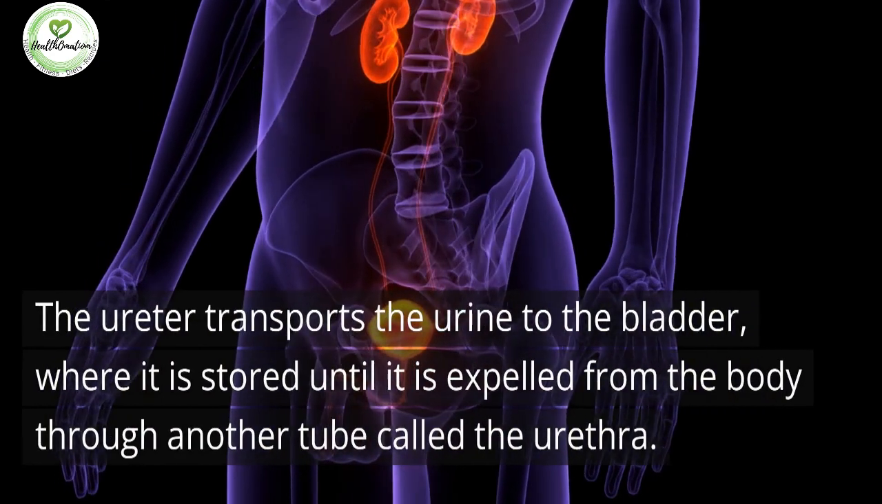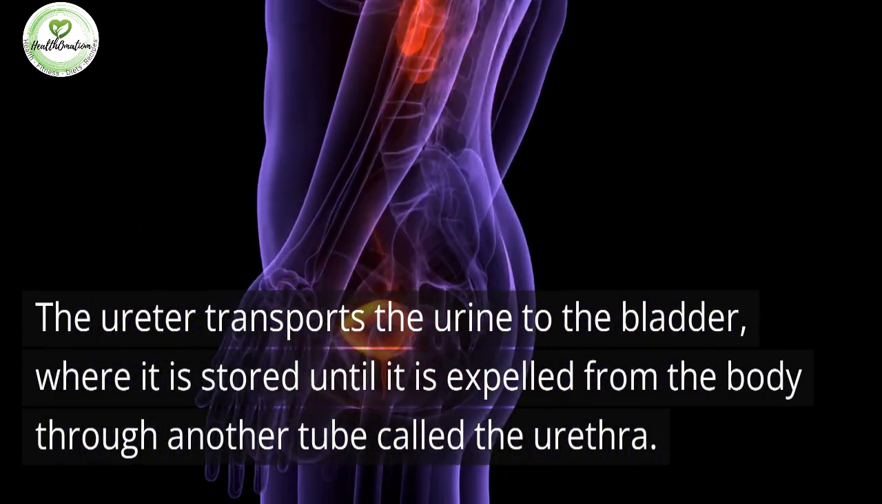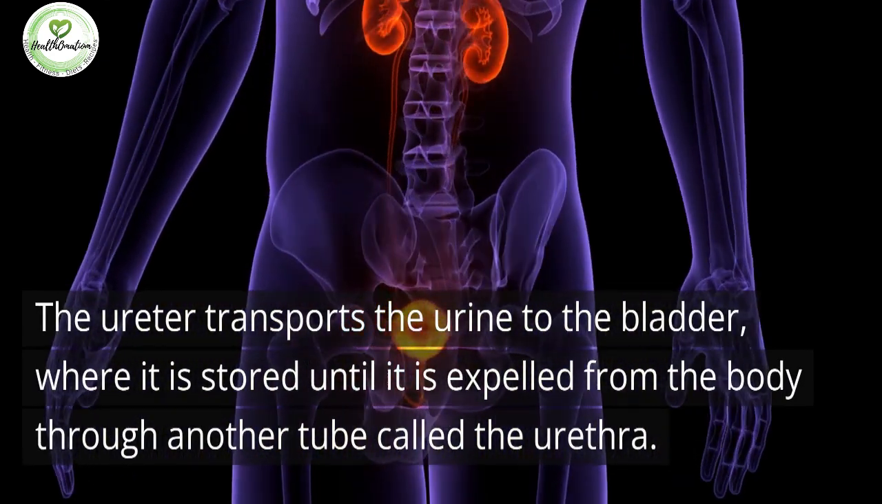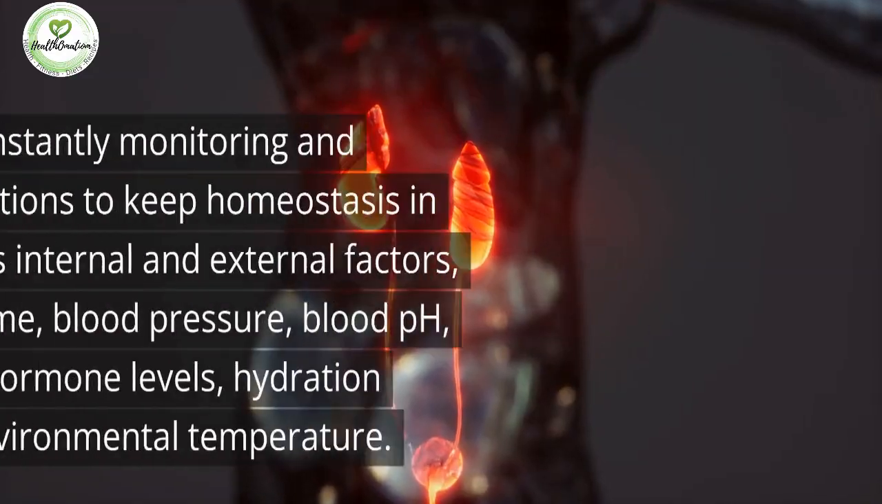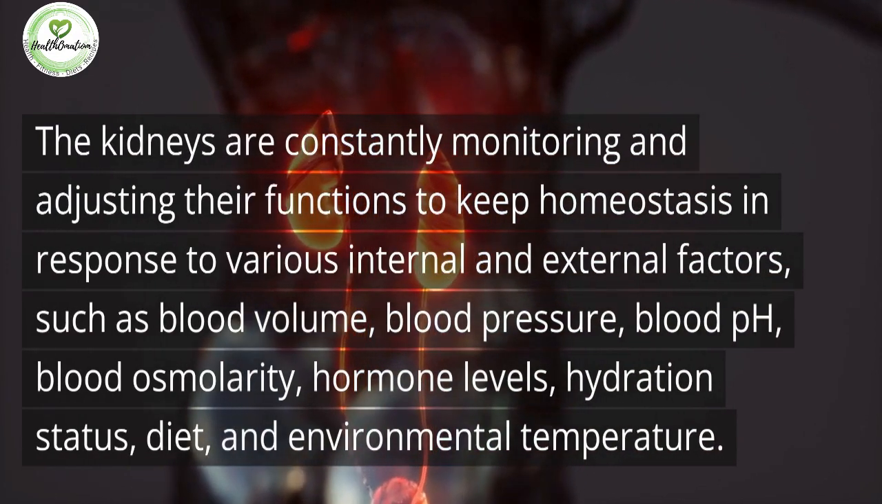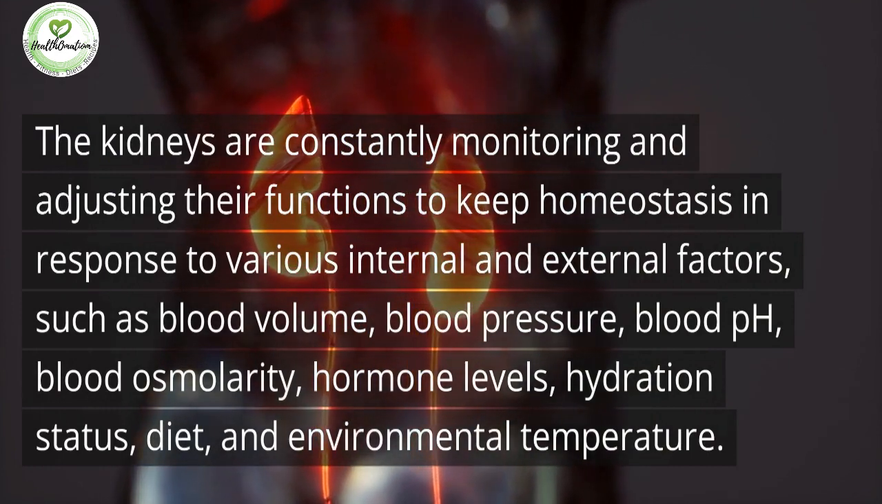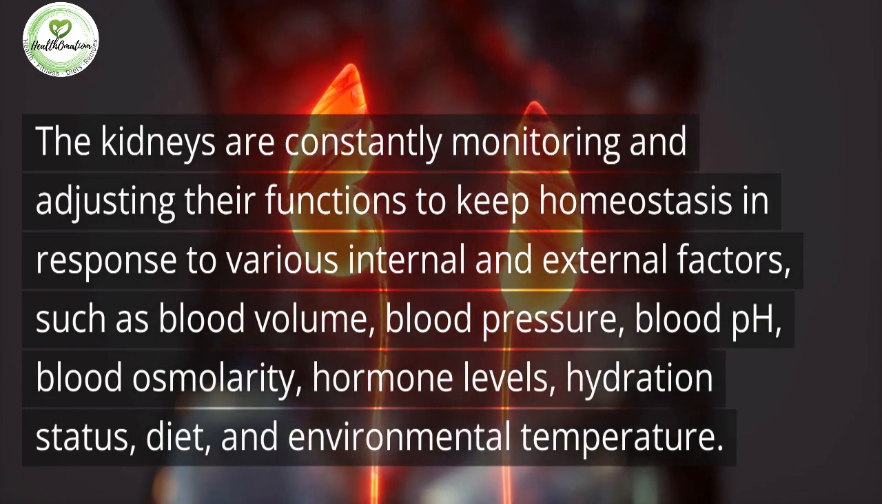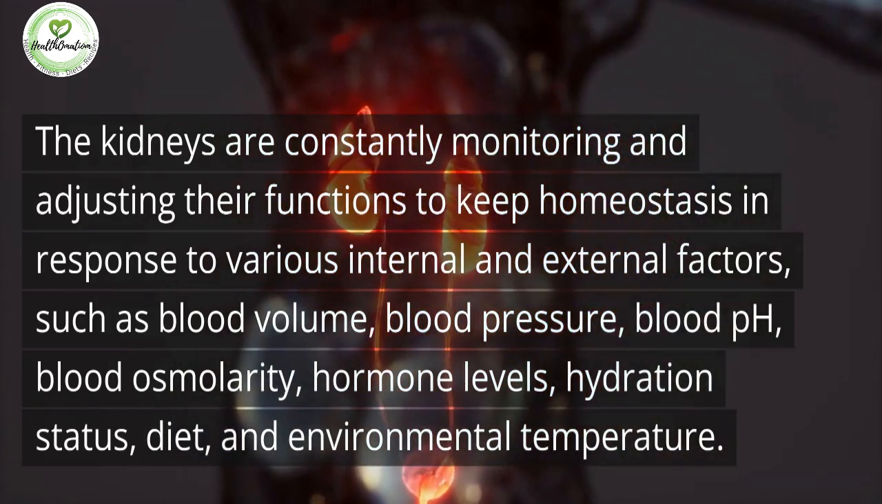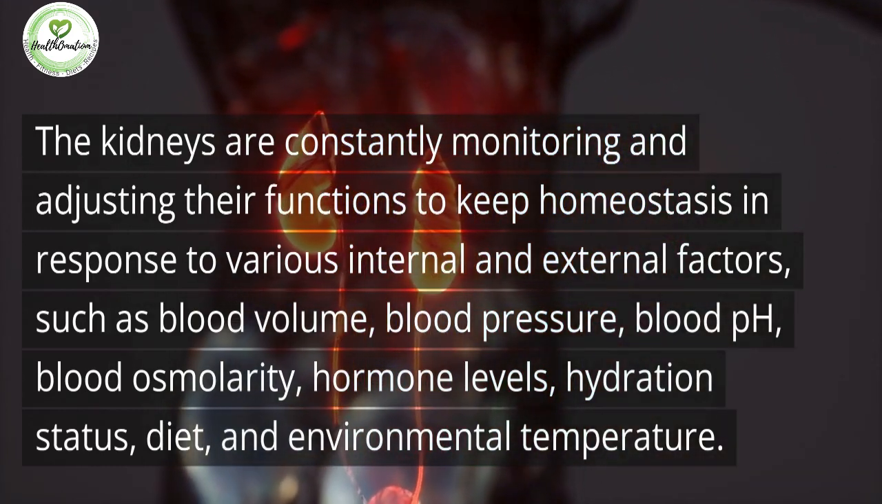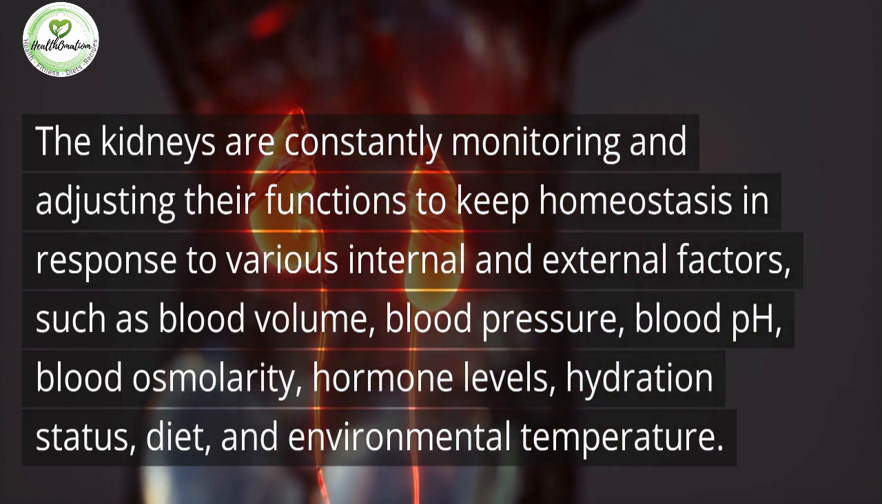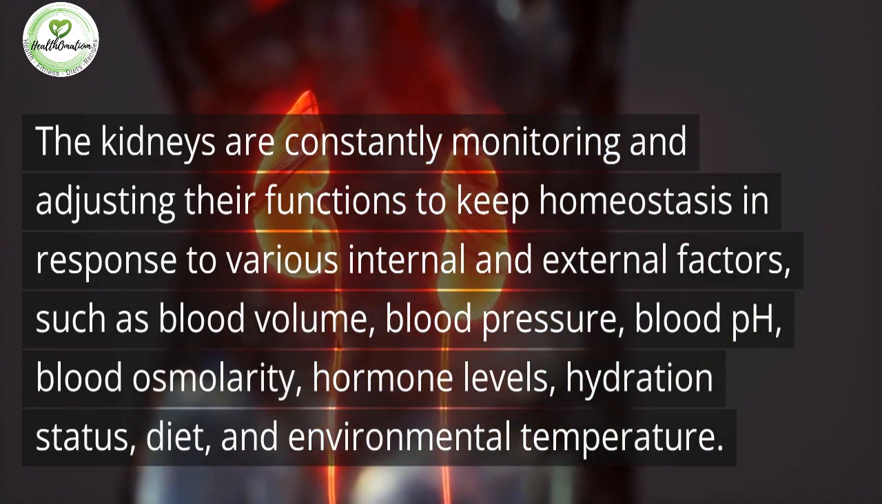The ureter transports the urine to the bladder, where it is stored until it is expelled from the body through another tube called the urethra. The kidneys are constantly monitoring and adjusting their functions to keep homeostasis in response to various internal and external factors, such as blood volume, blood pressure, blood pH, blood osmolarity, hormone levels, hydration status, diet, and environmental temperature.